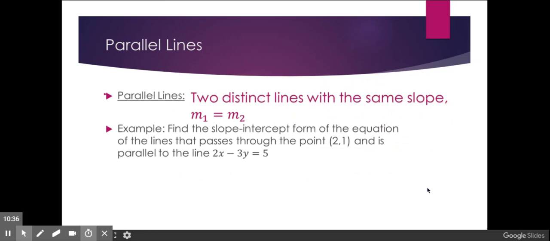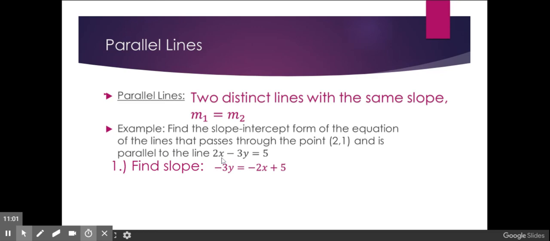So parallel lines are two distinct lines with the same slope. So whatever your slope of your first line is will equal the slope of the second. So find the slope-intercept form of the equation of the line that passes through the point 2, 1 and is parallel to the line 2x minus 3y equals 5. First thing we do is we find the slope of this line, because if we are parallel to this line, we want to have the same slope.